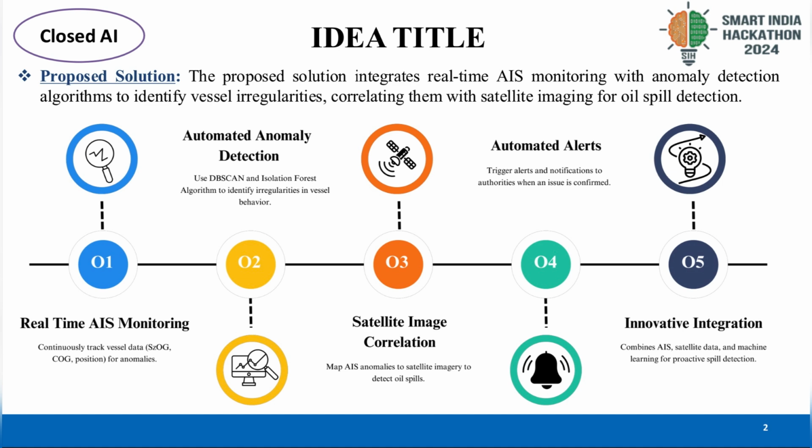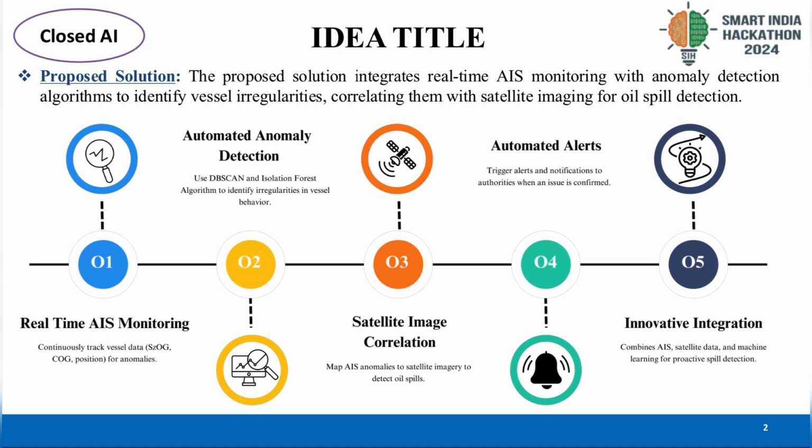So, our proposed solution focuses on building a predictive model that will predict oil spillage by using anomaly detection on the AIS data and then confirm or identify the vessel in distress by using satellite imagery, or SAR imagery to be specific. So, this will be the basic flow of our model.